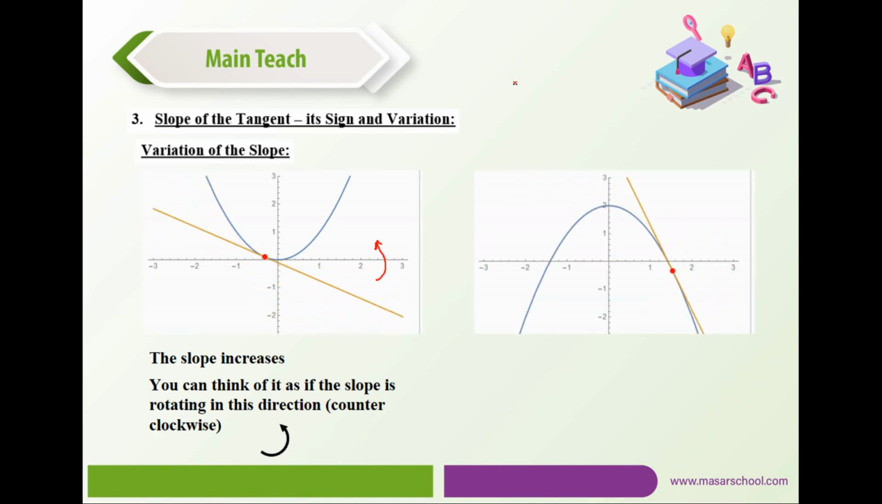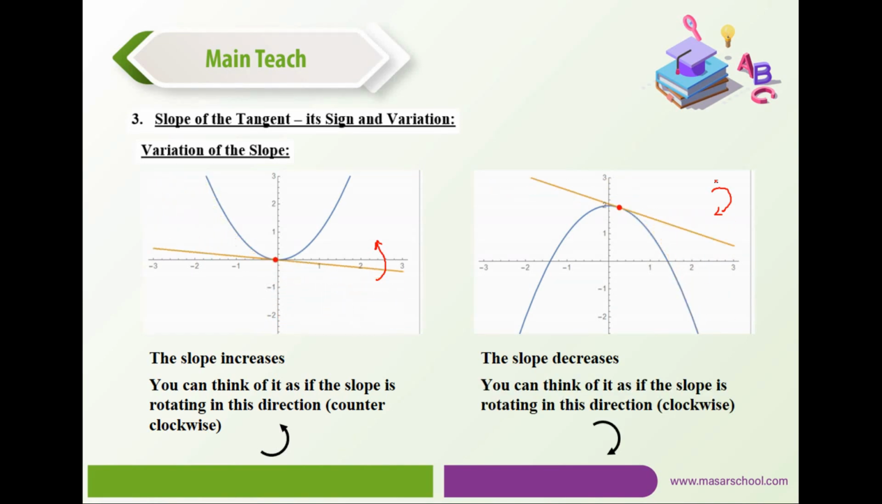Now what about this function during this interval? Notice carefully the animation. The line is rotating in this manner. We say that the slope decreases. You can think of it as if the line is rotating in this direction, which is clockwise. So whenever you try to imagine the slope of the tangent along a certain interval, if it's rotating in this direction, counterclockwise, opposite to the motion of the hands of a clock, this means that the slope is increasing. And if it's rotating with the hands of the clock in this manner, then the slope in this case decreases.